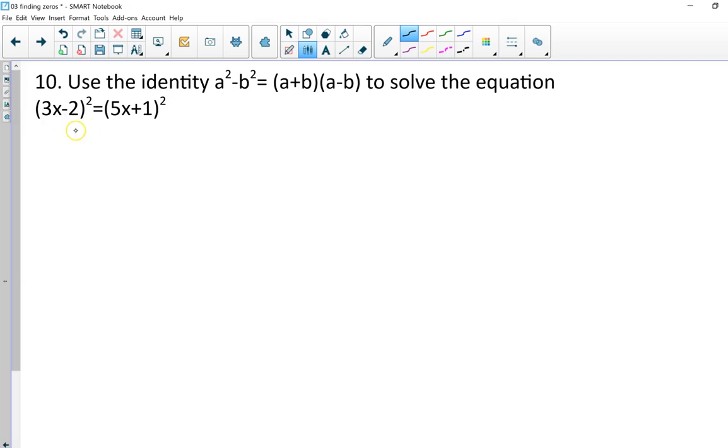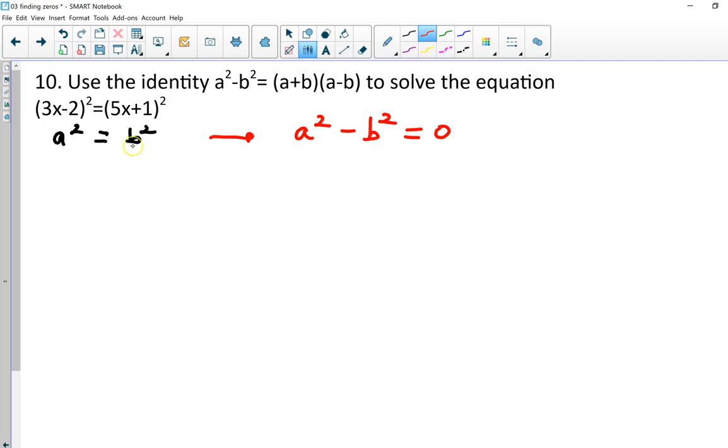Well, first of all, this isn't really in the same format as that identity. So how can I get a squared equals b squared to be in proper format? I could go ahead and subtract b squared from both sides. And I end up getting a squared minus b squared is equal to 0. Well, how does that help me? Well, then I could factor this out. I just would have to know what a was and b was.